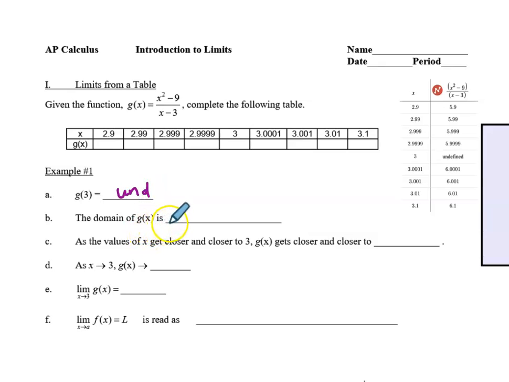The domain of g, because the function is undefined at 3, the domain of g is going to be all real numbers except for where x equals 3. The next question is, as the values of x get closer and closer to 3, what value does g of x get closer and closer to?